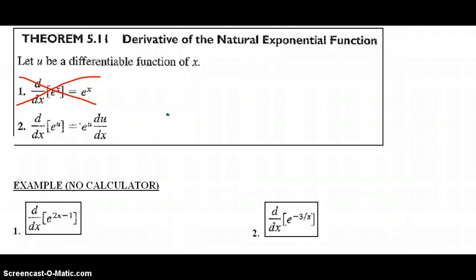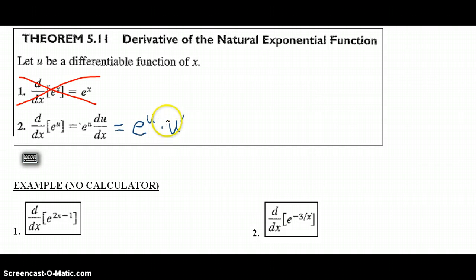So the second rule says the derivative with respect to x of e to the u power is e to the u power times the derivative of u with respect to x. Now, I'm going to rewrite this derivative rule as e to the u power times u prime. And basically, this is just using the chain rule. So the derivative of the natural exponential function is the natural exponential function times the derivative of the exponent.